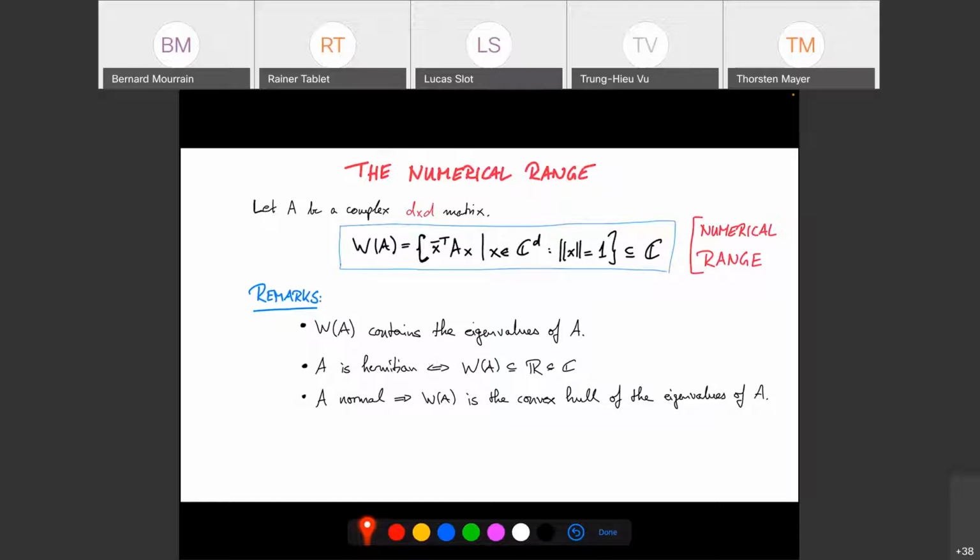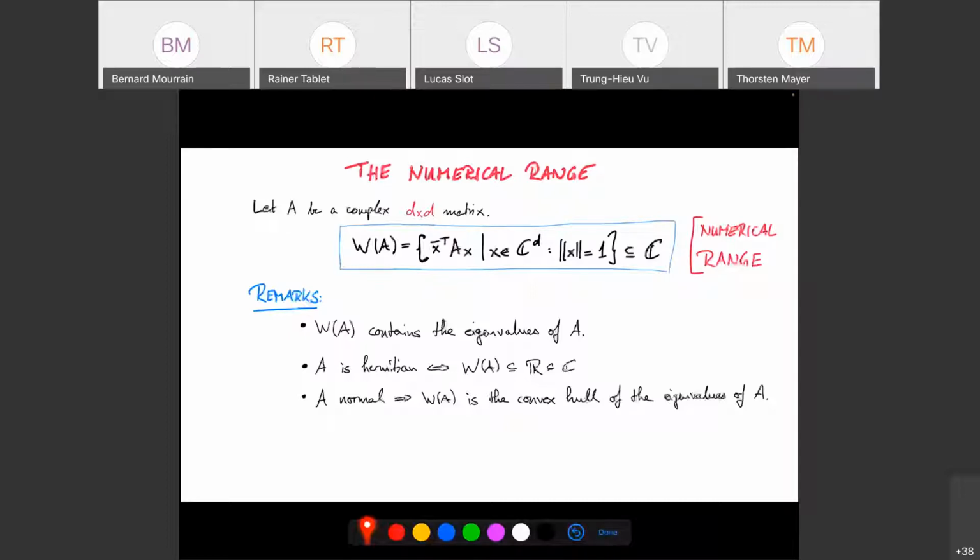Of course, if the matrix happens to be a Hermitian matrix, so A bar transpose equals A, then you get a real number if you compute this. And actually, that's equivalent. So one direction is easy. If A is Hermitian, then the numerical range of this matrix will be a subset of the real line in the complex plane. The reverse implication is not as trivial. So I've put this here as an indication that this numerical range retains some information about the matrix.